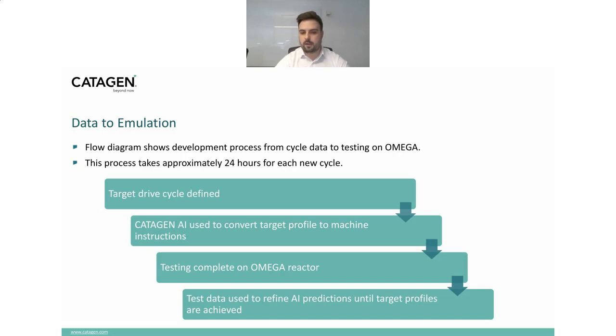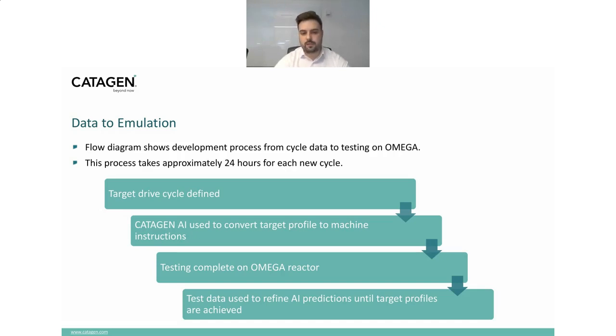reactor to retrain the artificial intelligence and improve the predictive accuracy of the AI and the quality of the target profiles. So effectively, this is an iterative process where we generate a new recipe, test that, and use the findings from that to support the generation of new and better recipes. So overall, from receiving a new target drive cycle to actually completing that test work is around a 24-hour period, or really one working day.